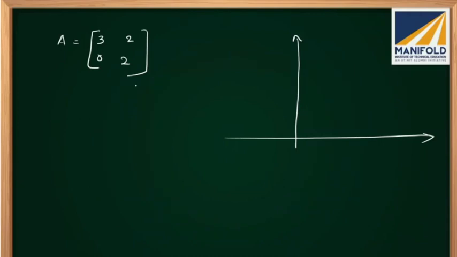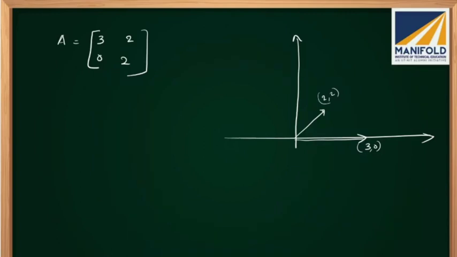Okay, so 3, 0 is a vector in this particular direction. So this is 3, 0. Okay, now 2, 2 is a vector in this particular direction. That is 2, 2. Right?